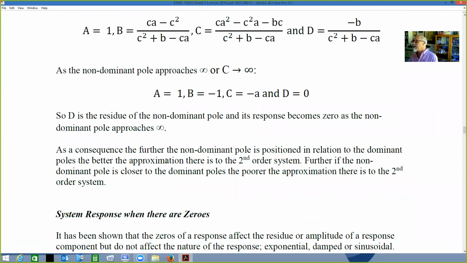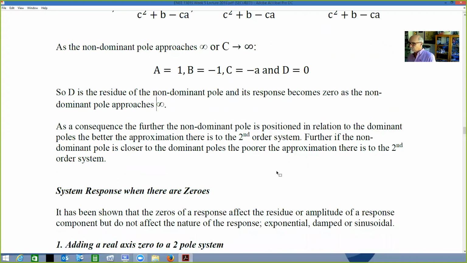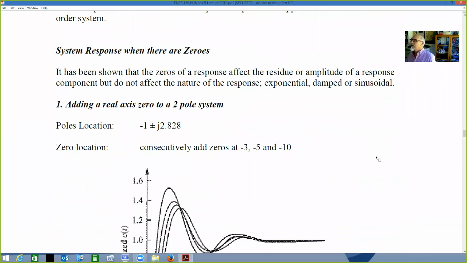Now, as a consequence, the further the non-dominant pole is positioned in relation to the dominant poles, the better the approximation to the second order system. Therefore, the closer the non-dominant pole is to the dominant poles, the poorer the approximation to the second order system. And that's really what we're talking about. We're talking about any higher order system, third order, fourth order, fifth order, it doesn't really matter. We're going to be coming back and making an approximation to the second order system so that we can very, very quickly read off values like I was talking about beforehand with the coefficient of the s squared. Always make sure that's 1, then you can straight away figure out what the natural frequency is. That type of thing. System response when there are zeros.